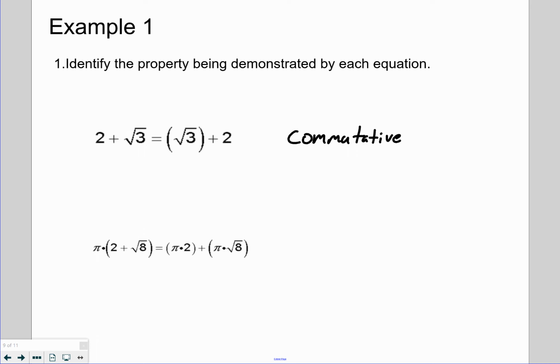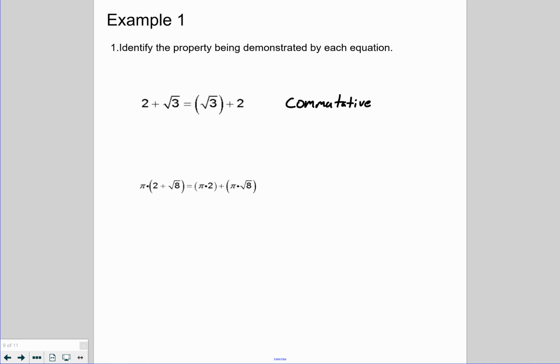The next one, pi times 2 plus the square root of 8 equals pi times 2 plus pi times the square root of 8. Take 5 seconds, write down what you think it is. Write it down. Don't even think. Just write it. You see it, write it. All right. NIE, what did you put? Distributive. That is correct. Distributive property.